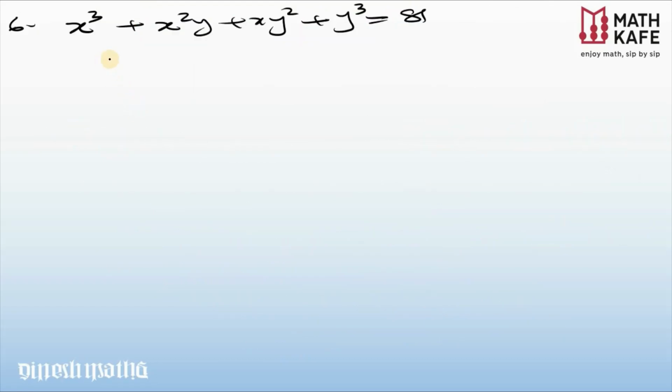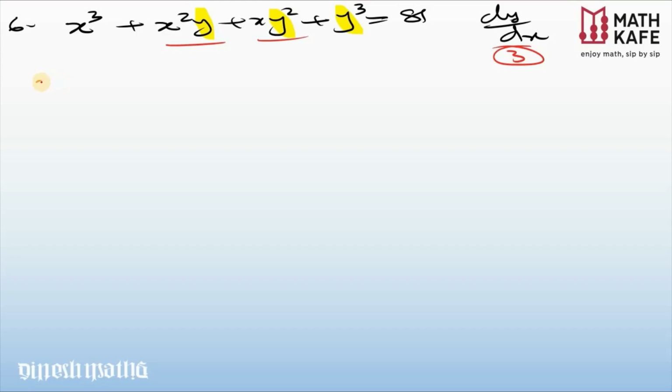This is our next question. x cube plus x square y plus xy square plus y cube is equal to 81. Find dy by dx. As the first step, we will be counting the y's. 1, 2 and 3 y terms. We are looking for 3 dy by dx in the entire question. And if you notice again here, x square y is a product and xy square is also another product. Be cautious and be careful.